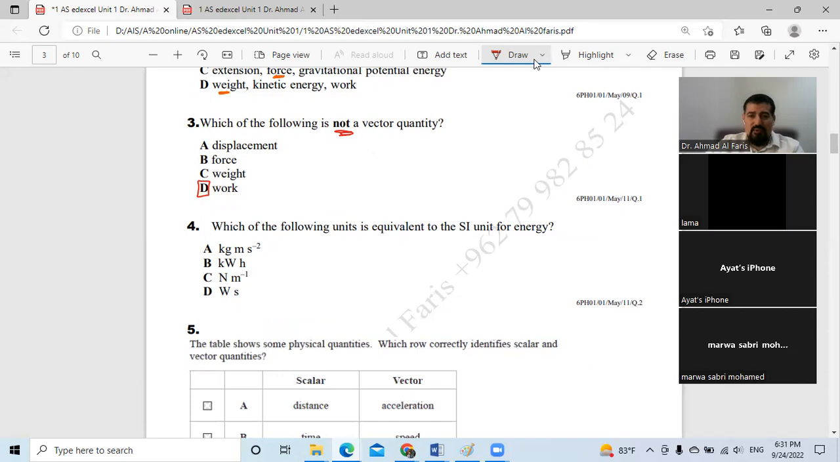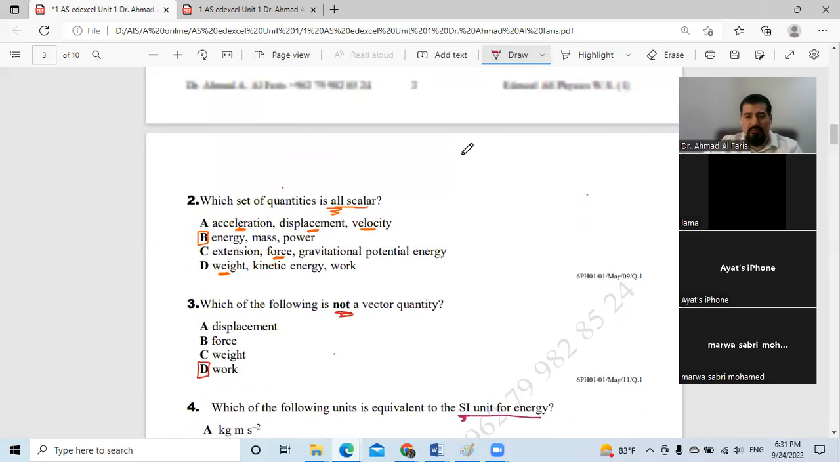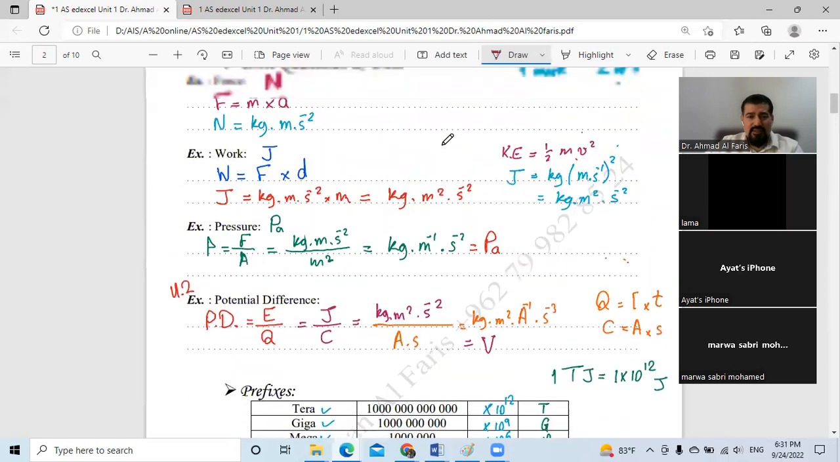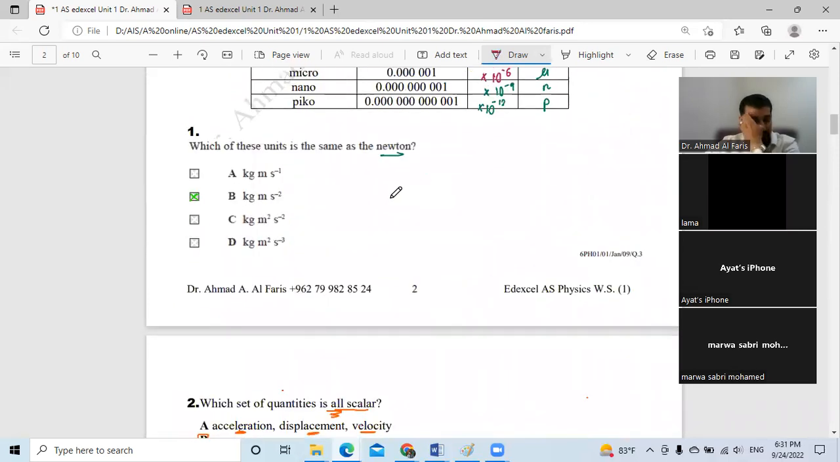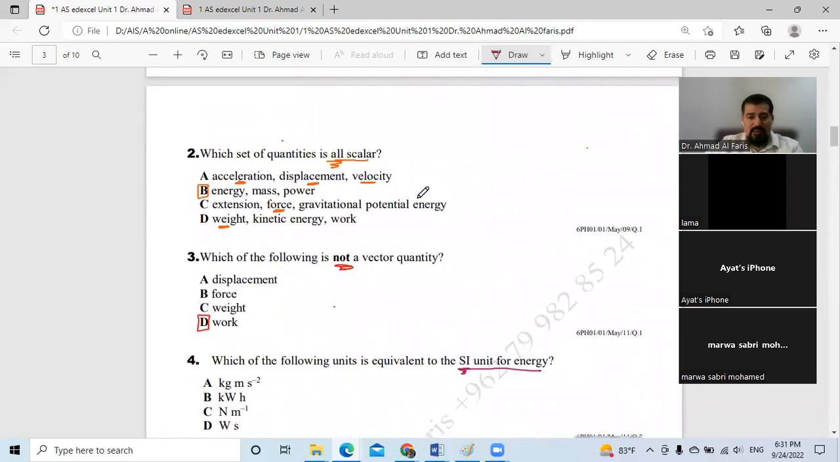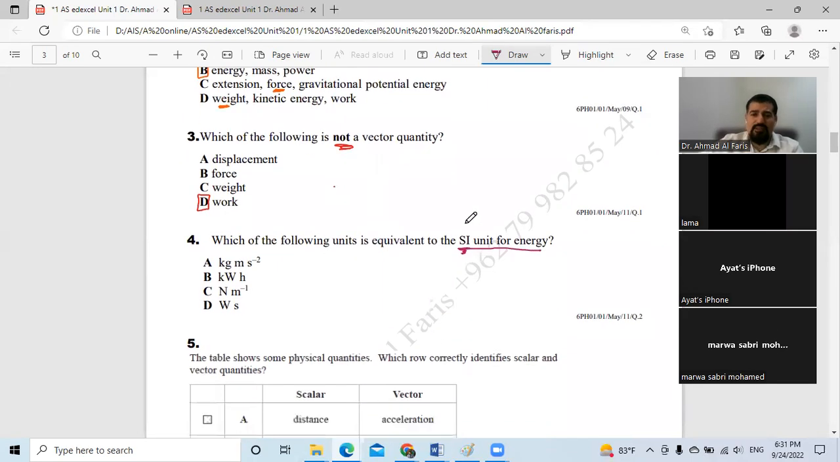Question number 4. Which one of the following units is equivalent to the SI unit of energy? All the base quantities that we study here have SI units, standard international units. So who can tell me which one of the following units is equivalent to the SI unit for energy? It's similar to joule. Which one of these? Who can tell me? Thank you, Omar. Thank you, Lama. Lama, check your answer please. Thank you, Shahid. You also, check your answer please.